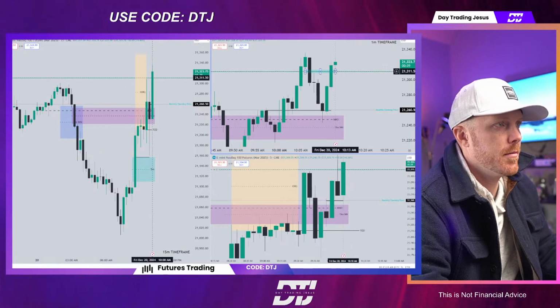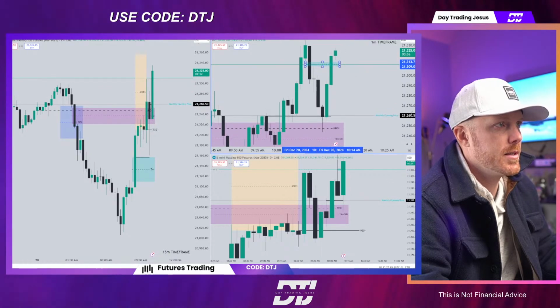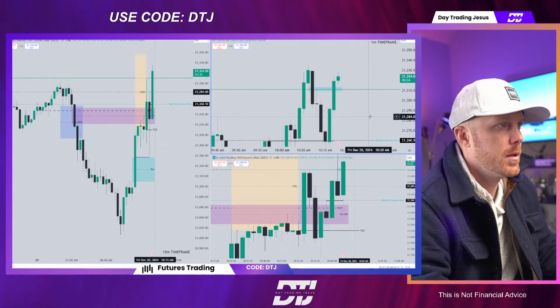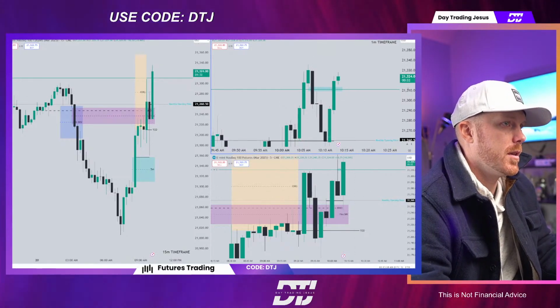I'm watching to see if it wants to come back down and retest this before I take it. See if it wants to then expand higher.